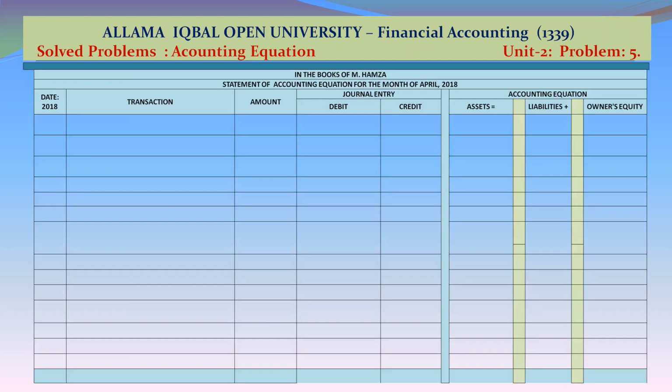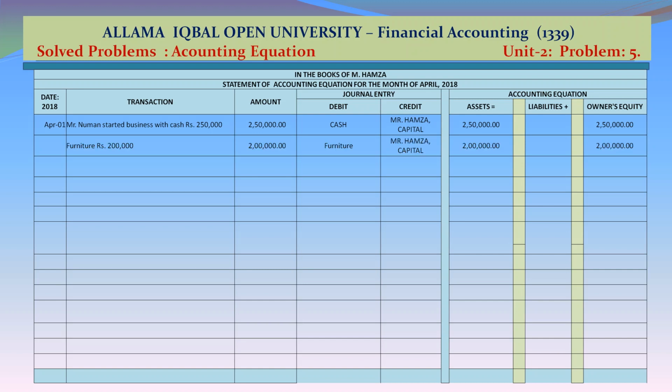In the books of Mr. Hamza Nouman, statement of accounting equation for the month of April 2018. Date, transaction, amount, journal entry, debit, credit, accounting equation, assets is equal to liabilities plus owner's equity. April 1. Mr. Hamza Nouman started business with cash 250,000. Amount 250,000. Cash debit. Mr. Hamza capital credit. Assets add 250,000. Owner's equity add 250,000.